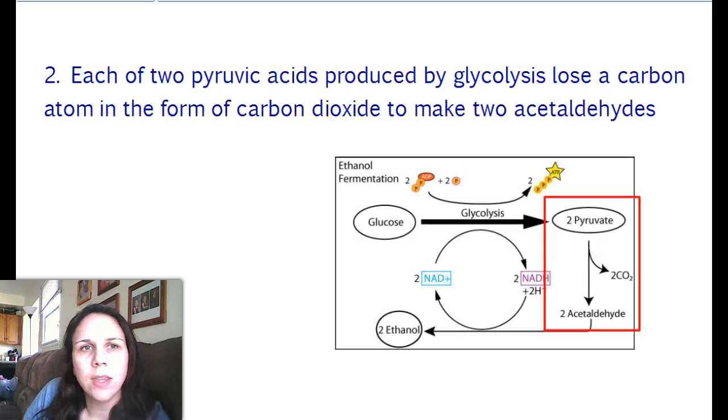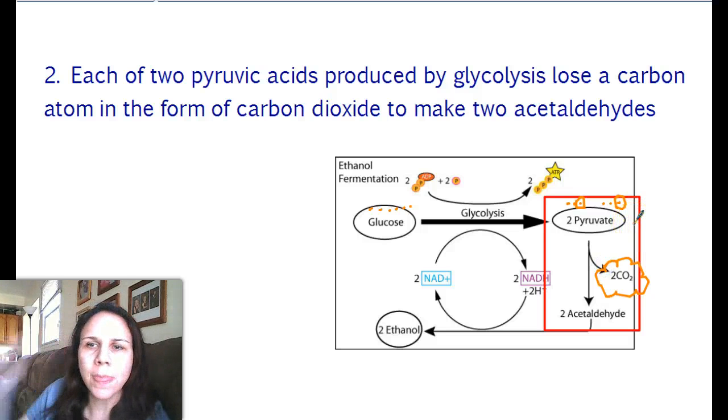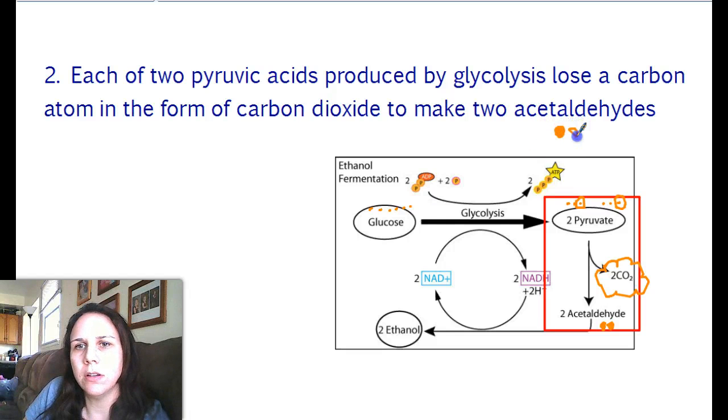Okay, next thing that's going to happen is since one glucose has 6 carbons in it, it makes 2 3-carbon pyruvic acids. So each of the 2 pyruvic acids that are produced by glycolysis, they're going to lose a carbon. So one of them from this guy and one of them from this guy, they're going to take off in the form of carbon dioxide. So they take 2 oxygens with them when they take off. And what that does is it forms this molecule called acetaldehyde. It's a 2-carbon molecule. So acetaldehyde, there's 1 carbon right there, and there's 1 carbon right there. Okay? So that's the second step. Take your pyruvic acid, and each one loses a carbon in the form of carbon dioxide, and that makes acetaldehyde.